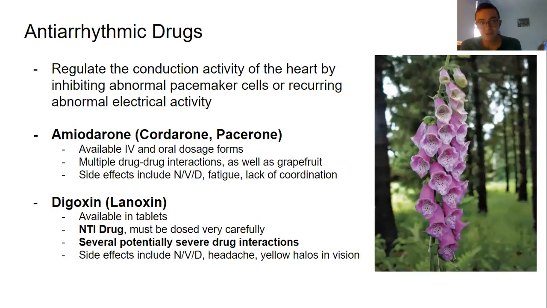Next, we have our antiarrhythmic drugs, and these regulate the conduction activity of the heart. So you remember that drawing that I showed you of the atrial fibrillation? That's when you would use one of these antiarrhythmic drugs. Now, they inhibit abnormal pacemaker cells, or recurring abnormal electrical activity. So basically, the point of antiarrhythmic drugs is to stabilize that electrical activity within the heart, so it is more standardized and more regulated and you're not having these irregular heart rates.